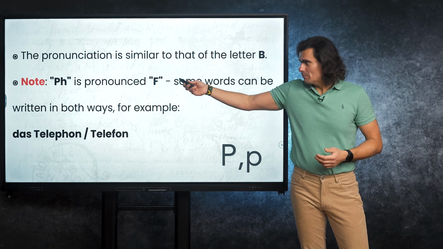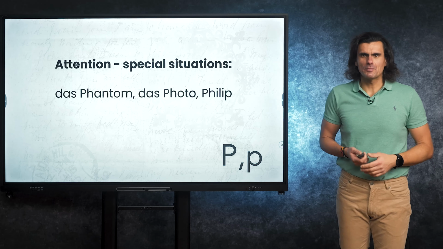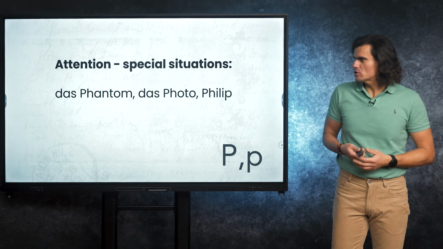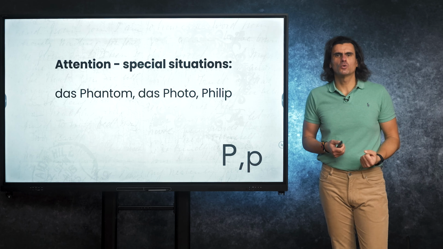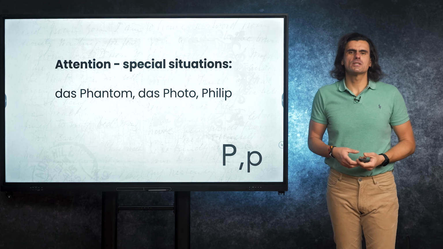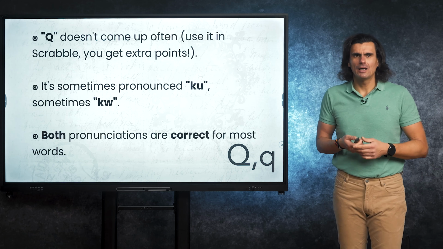Peter, Paul, Petra, der Preis, die Perle, das Puppentheater. The pronunciation as P is absolutely no problem. But here, special: das Phantom, das Foto, oder the name Philip. They're all pronounced F, but they are not written with F.